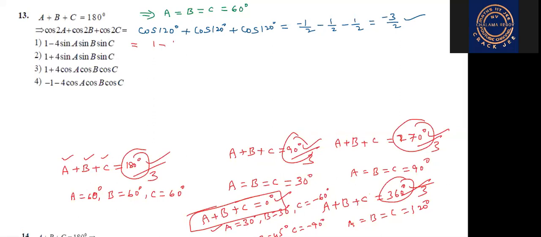1 minus 4 into sine 60, 1 by 2, sine 60, 1 by 2, sine 60, 1 by 2. Overall, see here, 2, 2, 4 cancel. Remaining, what is there? 1 minus 1 by 2, that should be 1 by 2. These two are not equal. So this is the wrong answer.